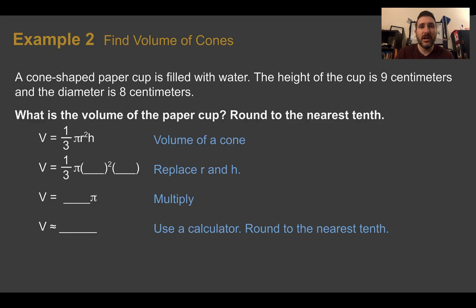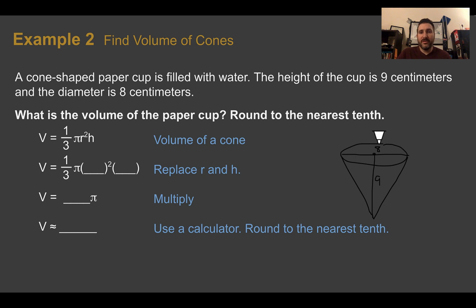Example 2. Find volume of cones. A cone-shaped paper cup is filled with water. The height of the cup is 9 centimeters and the diameter is 8 centimeters. What is the volume of the paper cup? Round to the nearest tenth. So if we can imagine, here's our paper cup in the shape of a cone. Our height, going from the center of that circle, is 9, and our diameter is 8.